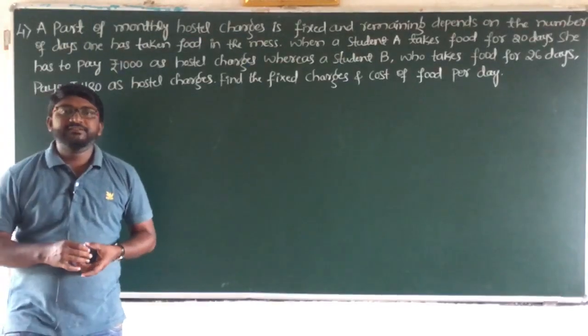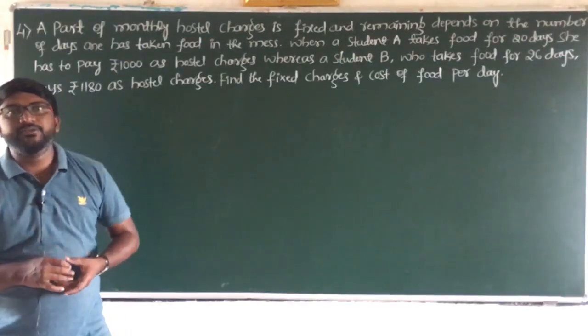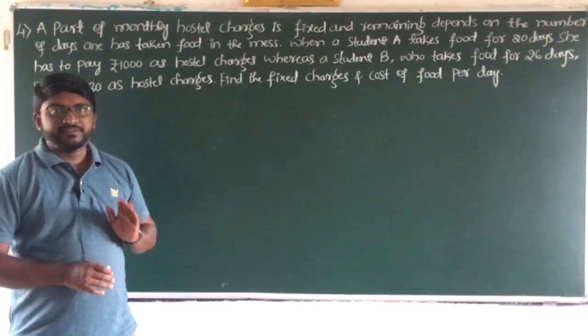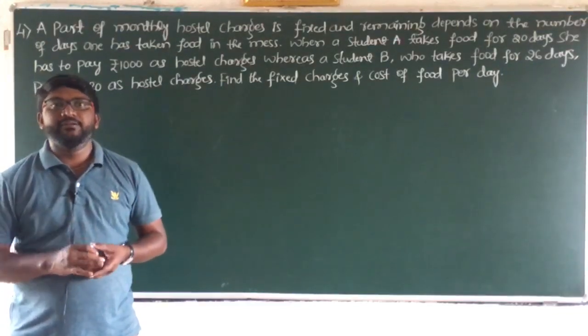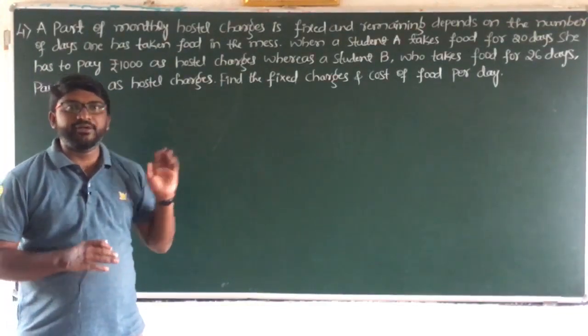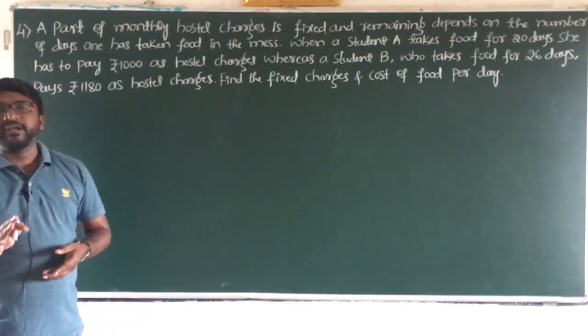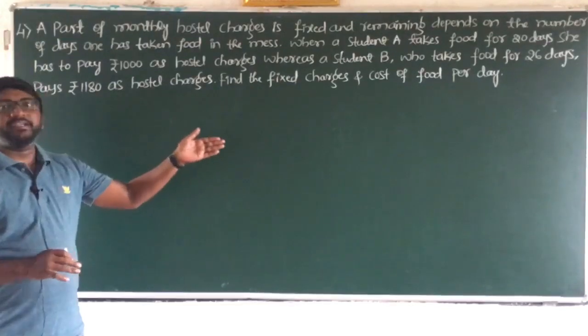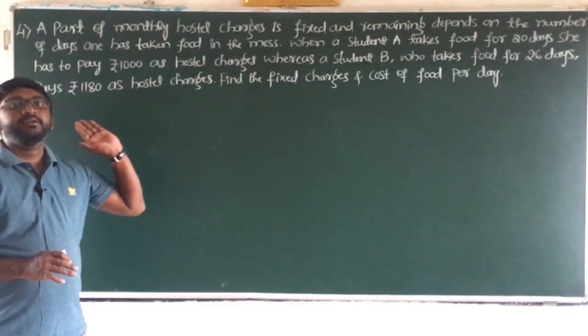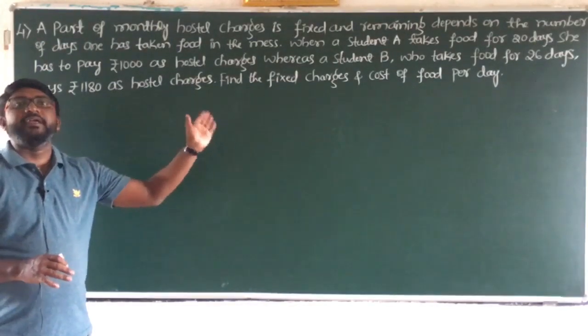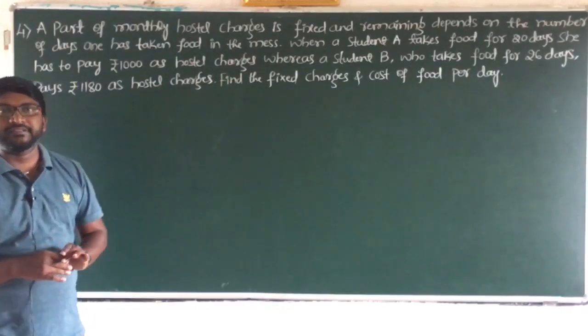Good afternoon, students. In the last class, we solved up to the third main question. In today's class, we will solve the fourth main question of exercise 3.5. They have given a situation and we have to form the pair of linear equations in two variables and then find the solution by any one of the algebraic methods.